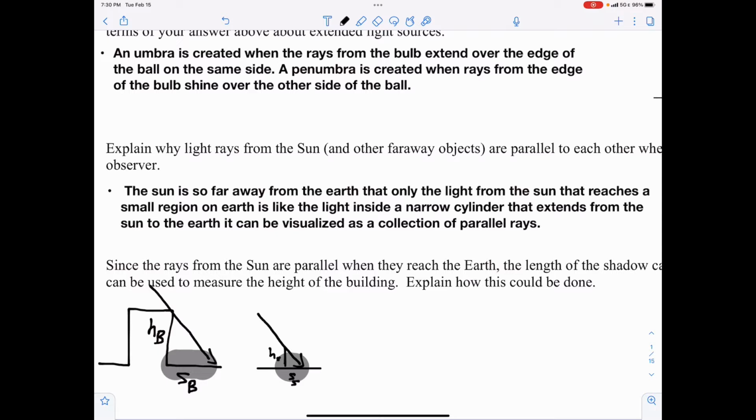And that is, the shadow of the stick is proportional to the height of the stick, and the shadow of the building would therefore be proportional to the height of the building. And then you could use that and solve that proportion for the height of the building. Just go ahead and cross multiply at that point.